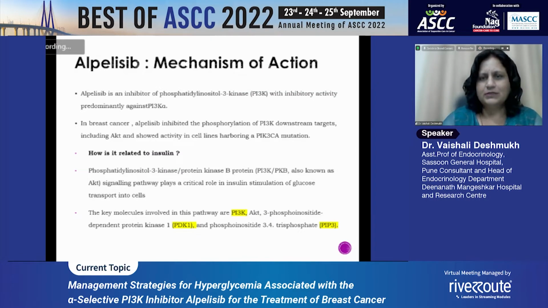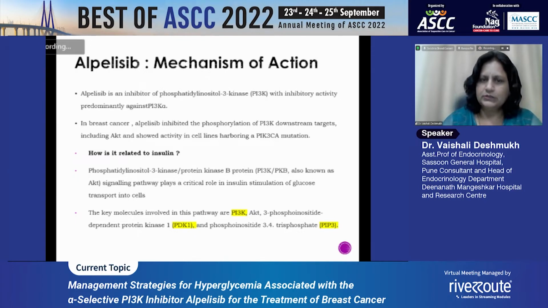So alpelisib's mechanism is mainly through PIK3 inhibitory activity, especially against the PIK3 alpha subunit. And in advanced breast cancer, it is helpful in patients with a mutation of this alpha subunit. So this is my understanding of the molecule as far as the oncologic aspect is concerned.